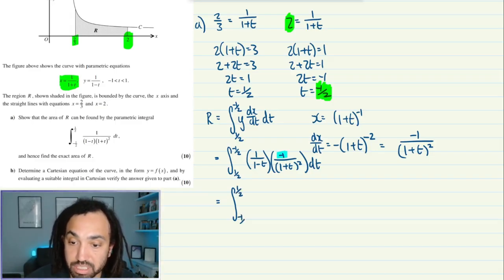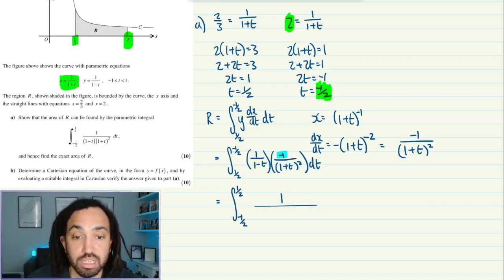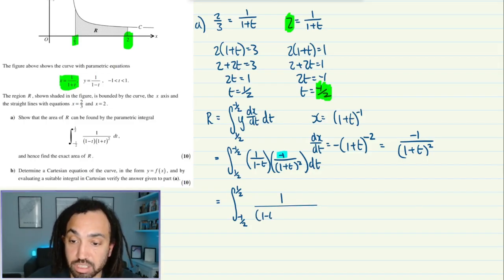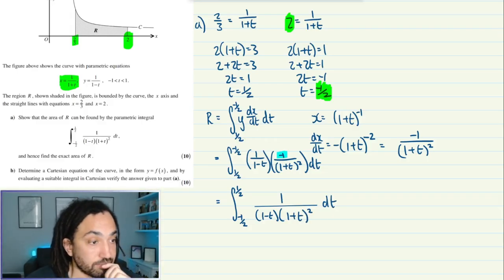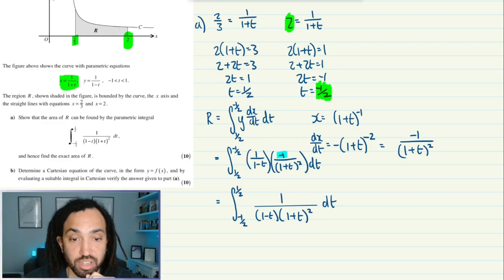So swapping the limits like that and then getting rid of the negative will give me what I need, which is just 1 on top, so not -1 anymore, and then on the bottom we've got all these denominators which, when multiplied together, give me exactly what I needed to prove that the area was equal to. Okay, great. And now it says find the exact area.